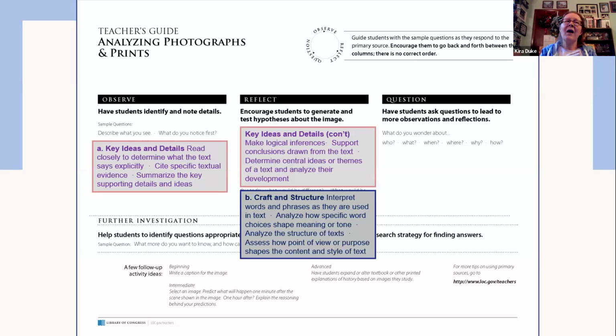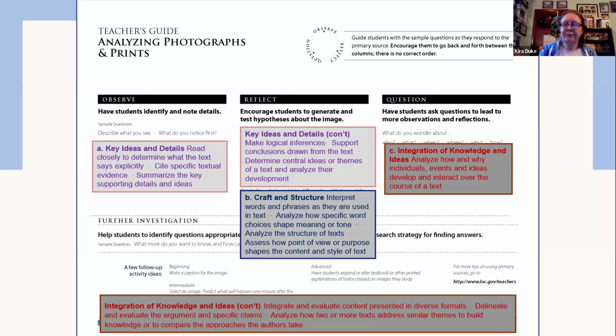If we're looking at a visual source, we're going to have to think about what the symbolism is in there, lighting, coloring, the way things are placed. That is going to be part of interpreting that source. We're going to have to think about words and phrases. We're going to have to think about text structures, point of view, and purpose.